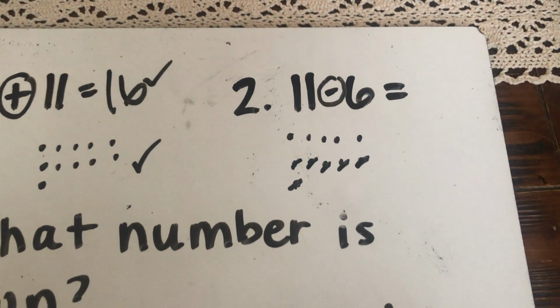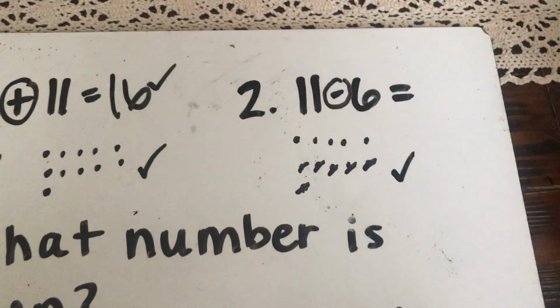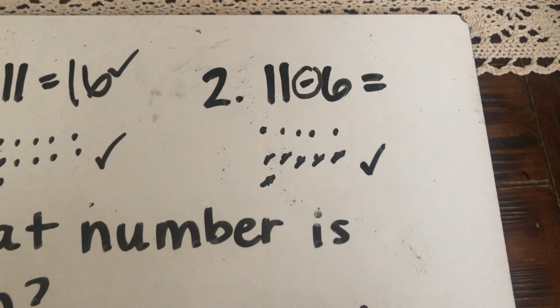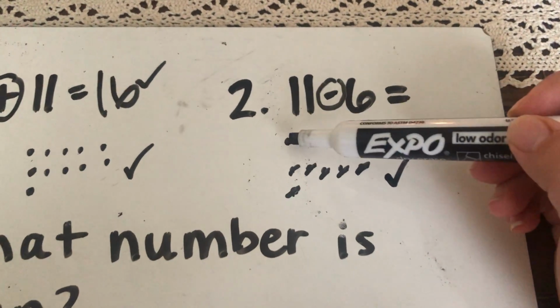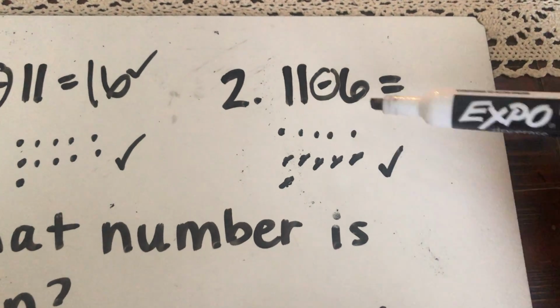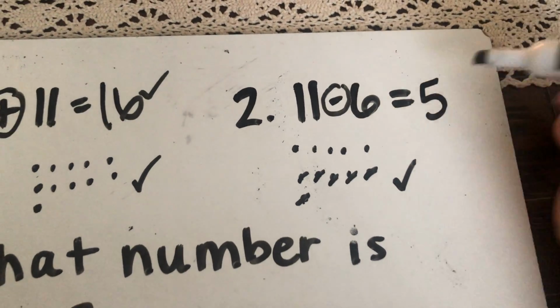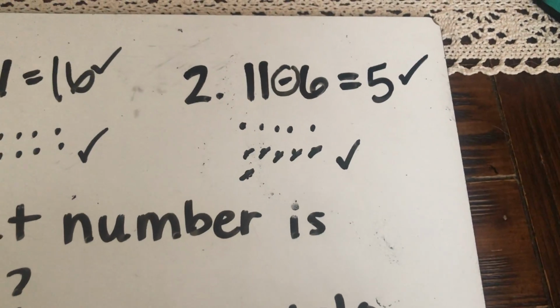Now I'm going to count up to see how many I have left. Before we do that, if you drew a picture and you practiced that strategy, give yourself a check. So let's see how many dots I have left. 1, 2, 3, 4, 5 dots left. If you got 5 for your answer, give yourself a check.